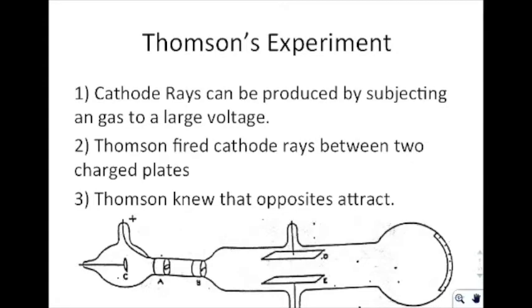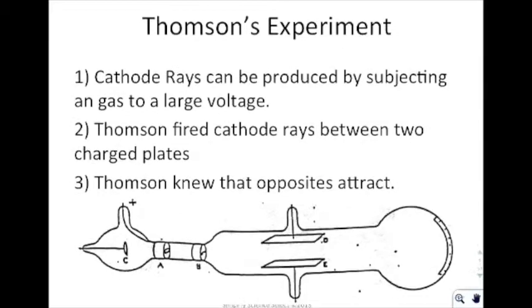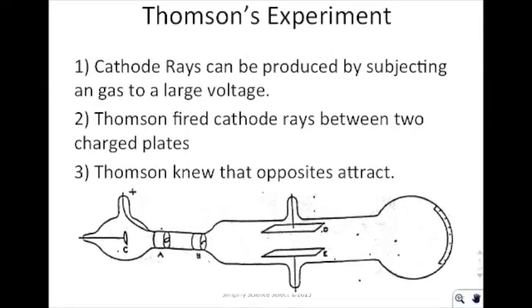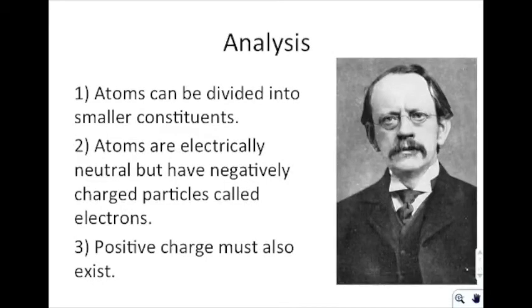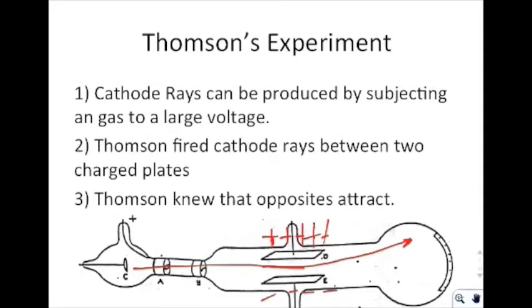But then Thomson did an experiment. He took atoms and made cathode rays by subjecting a gas to a large voltage. Then he took these cathode rays and put them between charged plates, a positive plate here and a negative plate here. When he fired these cathode rays through, they didn't go straight through, as you would expect of an atom that's neutral. Instead, they curled towards the positive plate. So at this point he knew that the cathode ray moved towards a positive plate. Now, he was already aware of the fact that opposites attract.